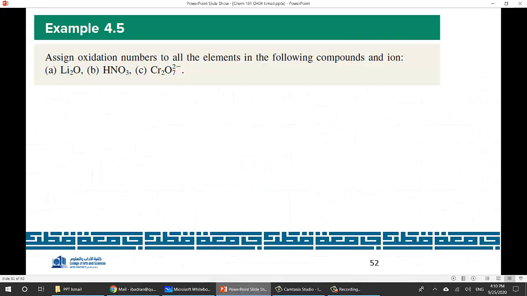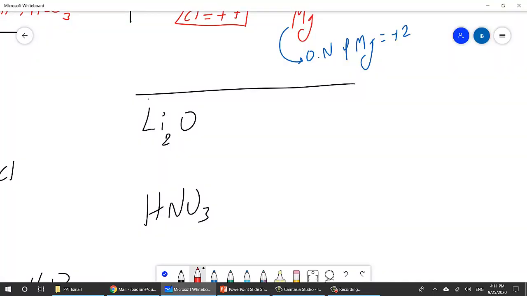Another example here, assign oxidation number for all the elements in the following compounds and ions. So we have Li2O, nitric acid, I have already done nitric acid, and Cr2O7 2 minus. So we have here Li2O, I'm sure that oxygen is always minus 2, so lithium is plus 1. So you see here, plus 1 times 2 is plus 2, and then minus 2, they add up to 0, which is the total charge in lithium oxide. That's an easy example. We have done this already, and we just find this to be plus 5.